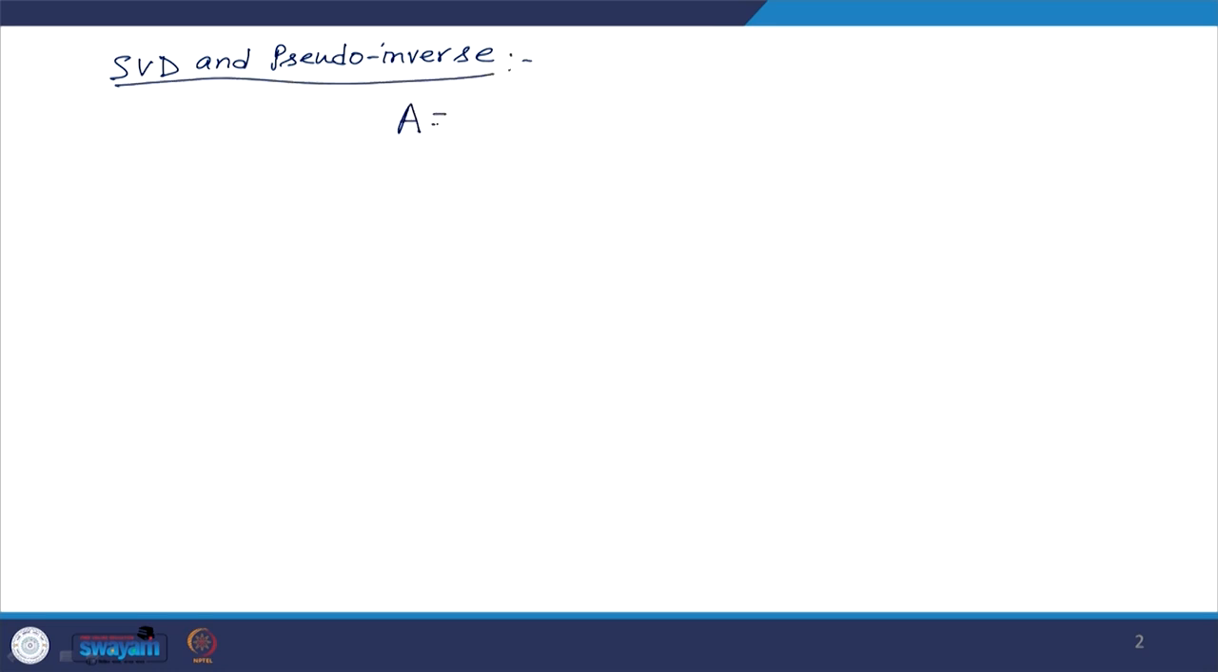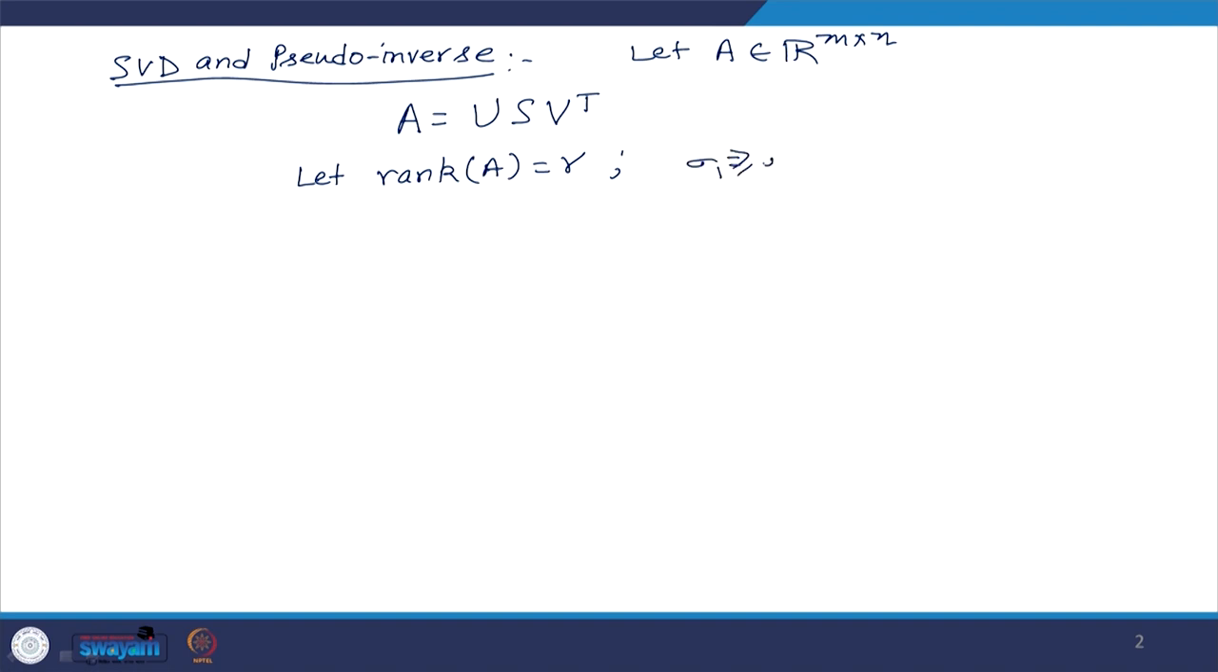So, I have the singular value decomposition A equals U S V transpose. Let A be an m by n matrix. So, here U will be an m by m orthogonal matrix and V will be an n by n orthogonal matrix, and S is an m by n matrix. Let the rank of A equal r. So, what will I have? I will have sigma 1, sigma 2, up to sigma r greater than 0, and then the rest of the singular values will be 0.